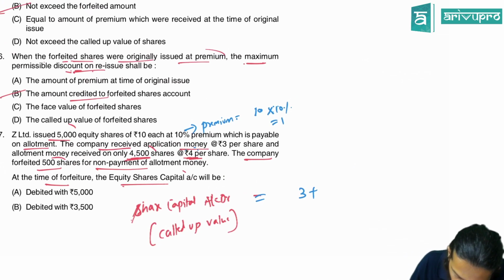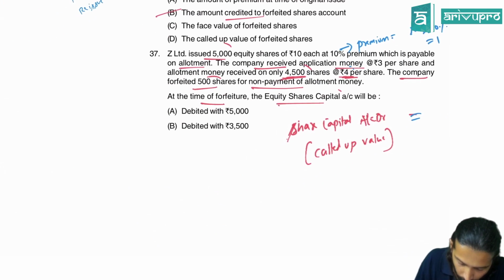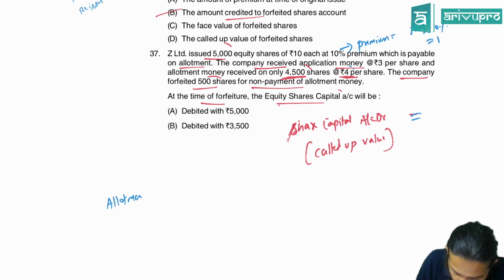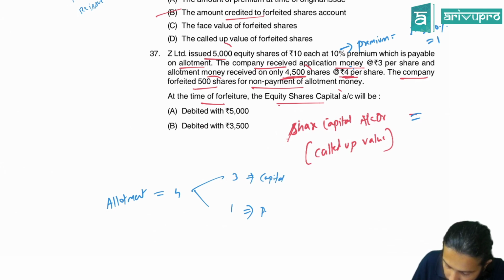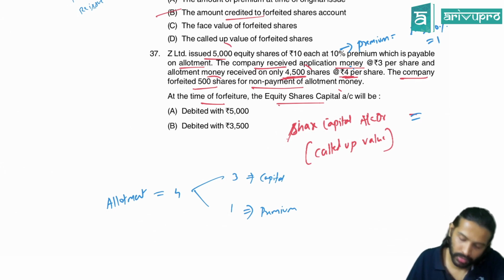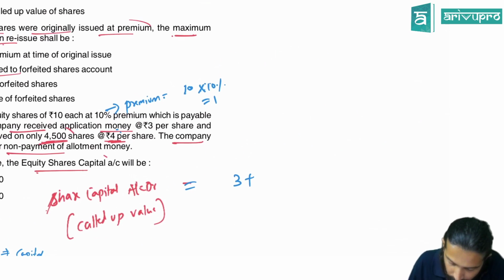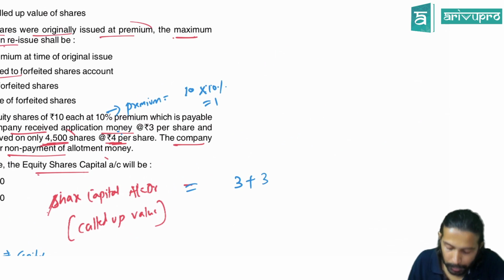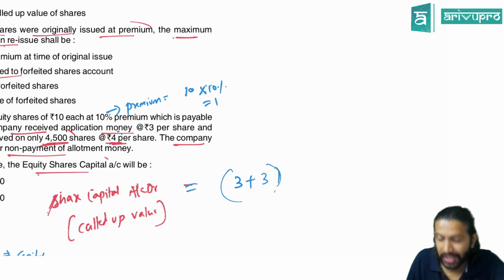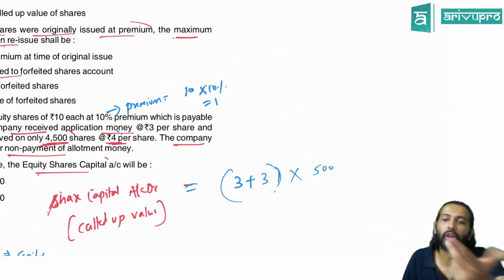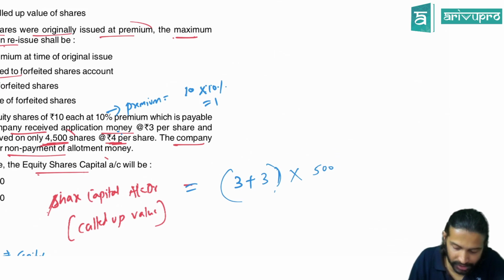That means out of this allotment money, total allotment money is 4. Out of this 4 rupees, 3 rupees is towards capital. 1 rupee is towards premium. Premium will go to securities premium account. This will be transferred to share capital account. So towards share capital, how much did you receive? 3 rupees application money, 3 rupees allotment money, 6 rupees on one share. The company has asked the shareholders to pay 6 rupees. 500 people did not pay. So what is the called up value on 500 shares? Because only 500 shares you are cancelling, no?